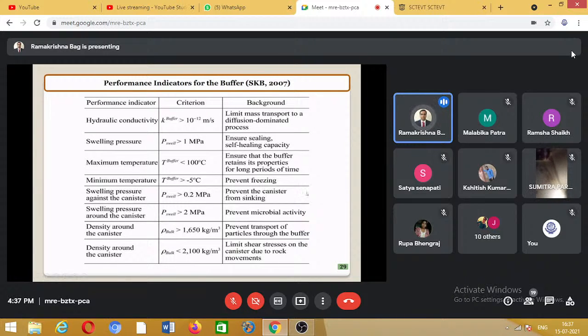These are some more properties. So mostly we focus on this hydraulic conductivity, swelling pressure, temperature, and thermal conductivity properties. So density here you see it's at least 1.6 gram per cc or 1650 kg per meter cube.